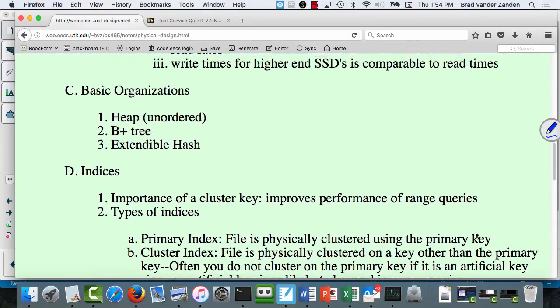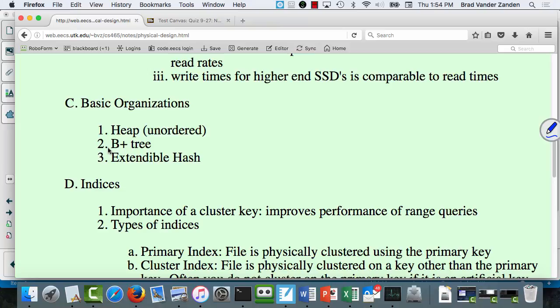On Tuesday, we will look at B+ trees and extendable hash trees and how they can be used to physically organize the keys in a file. And we'll find that B+ trees are used for cluster indexes, and extendable hash tables are used for secondary indices.